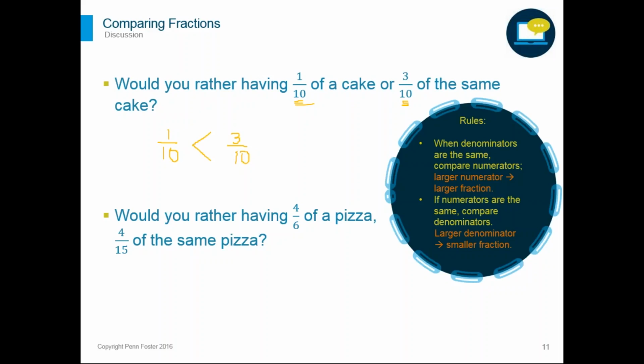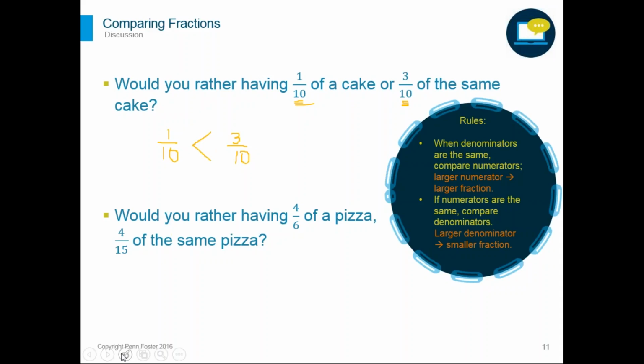That was easy. This is case 2 when you already have common denominators. Let's look at case 3. Would you rather have 4/6 of a pizza or 4/15 of a pizza?